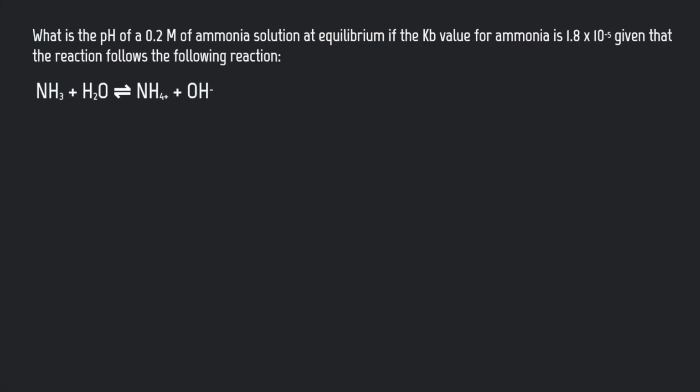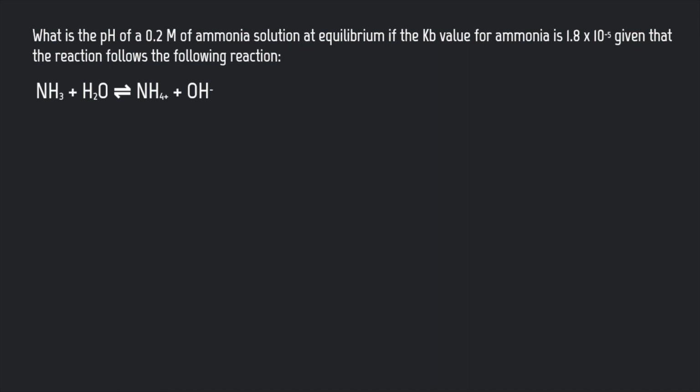Right, continue on to question number 3. What is the pH of 0.2 molar of ammonia solution at equilibrium if the Kb value for ammonia is 1.8 times 10 to the power of negative 5, given that the reaction follows the following reaction?